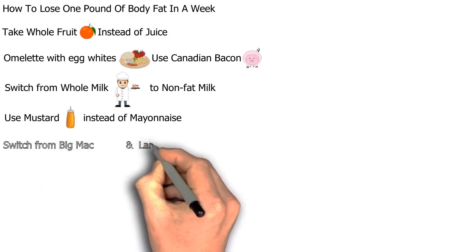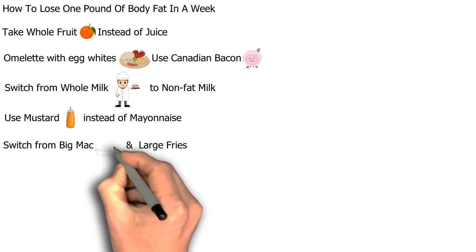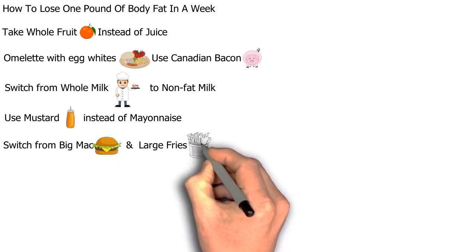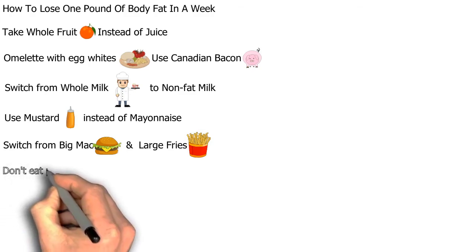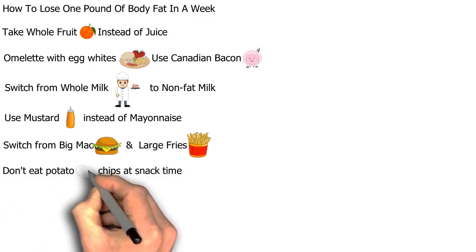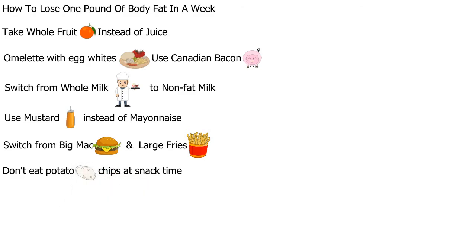5. Instead of a Big Mac and large fries, go for a plain hamburger and a small French fry and save a whopping 590 calories. 6. Don't eat potato chips at snack time. Have an apple instead for fewer calories plus the added benefit of more fiber.